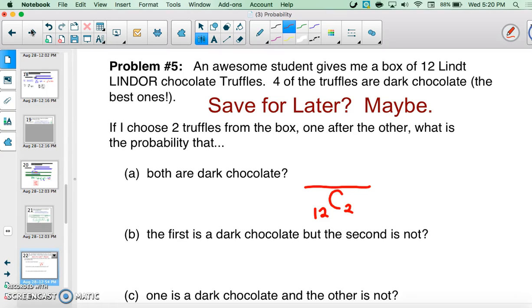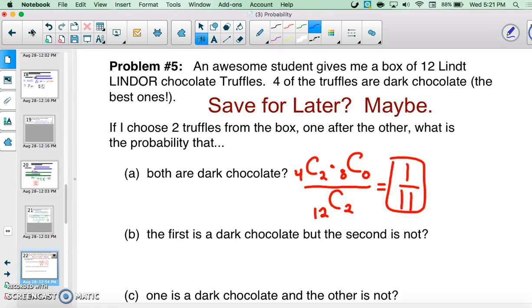On the top, we want to pick the ones that are dark chocolate. So we have 4 that are dark to choose from, and we're picking 2 of those. For this, I'm going to account for the rest of the chocolates as well, even though you don't need to. But out of the rest of the chocolates, there are 8 of them, and we're going to choose 0 of those. So that'll turn into a 1, and it won't affect the problem. But it'll be helpful for the other problems that we do to have the rest of them and choosing how many. So if you calculate this, you're going to get 1 over 11.